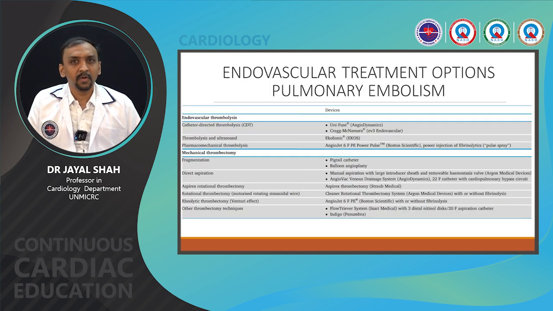These are the different endovascular treatment options for pulmonary embolism. Like catheter directed thrombolysis with Unifuse or Craig-McNamara catheter, thrombolysis and ultrasound which is EkoSonic catheter, then pharmacomechanical thrombolysis with AngioJet and power injection of fibrinolysis. Different mechanical thrombectomy, catheter mechanical thrombectomy includes fragmentation with pigtail or balloon angioplasty, direct aspiration or Aspirex rotational thrombectomy system or rheolytic thrombectomy, and other newer emerging thrombectomy techniques like Indigo, that is Penumbra, and FlowTriever system, which we will also discuss later on in the coming slides.